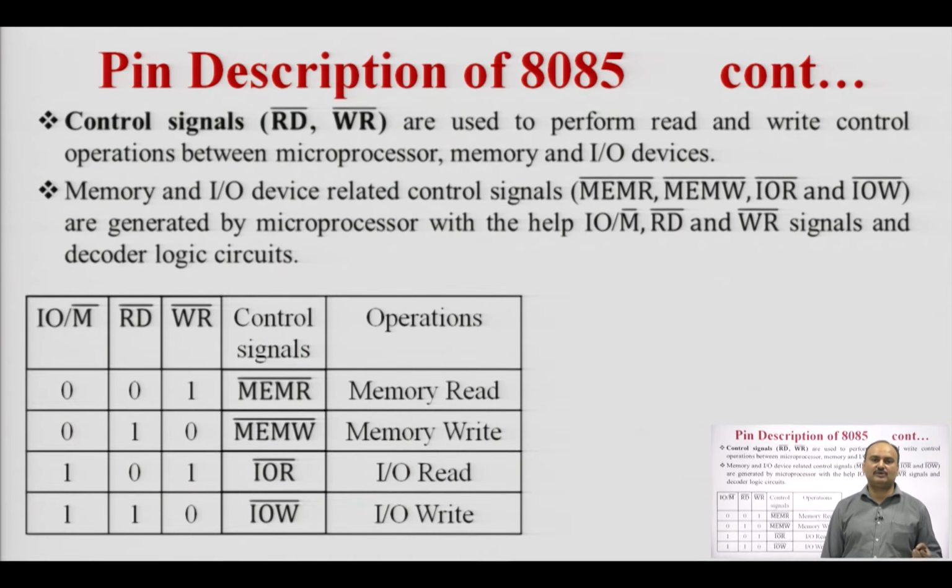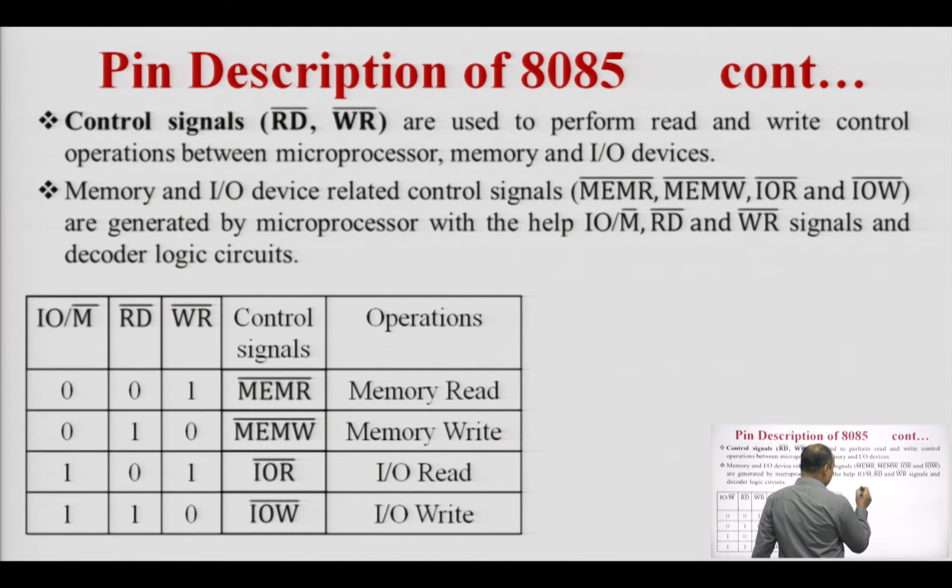These are nothing but the memory read and memory write control signals. IOR bar and IOW bar are nothing but the input output read and input output write control signals. For memory and input output devices, these are generated by the microprocessor with the help of the input output memory signal, read, write signals and the decoder logic. In 8085 microprocessor we have two different decoder logics. With the help of these decoder logics we can generate the control signals related to memory and input output devices. These signals are memory read, memory write, input output read and input output write. So, let us see how these signals get generated.